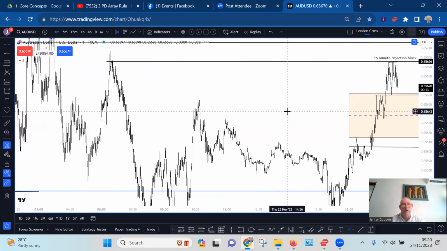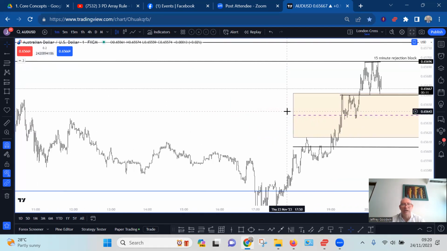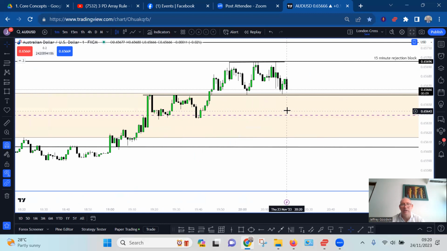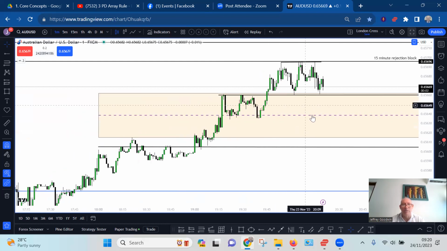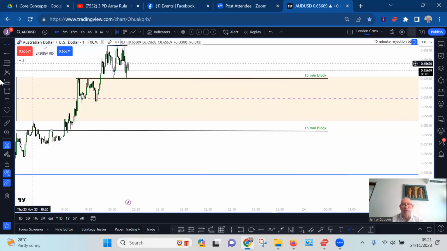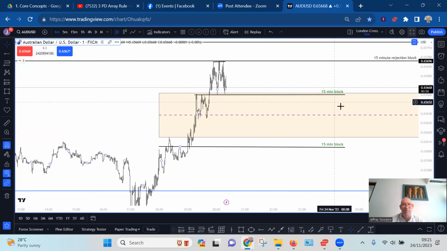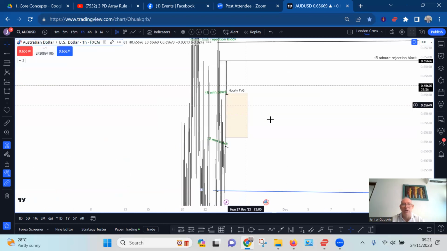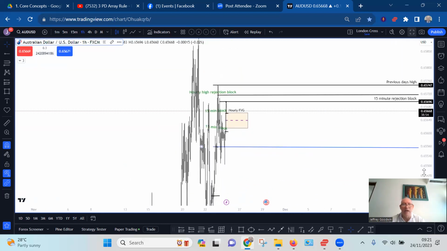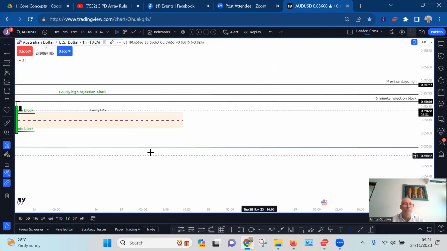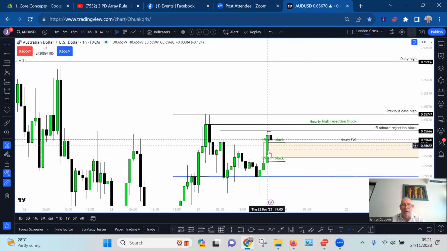So my bias at this moment in time, again, if I get displacement down, be displacement. Now this area here, let's just remind ourselves what that is. It's a 15-minute block, but inside the 15-minute block, I believe we'll have an hourly fair value gap. Right there, so we'll be expecting to come down from that.